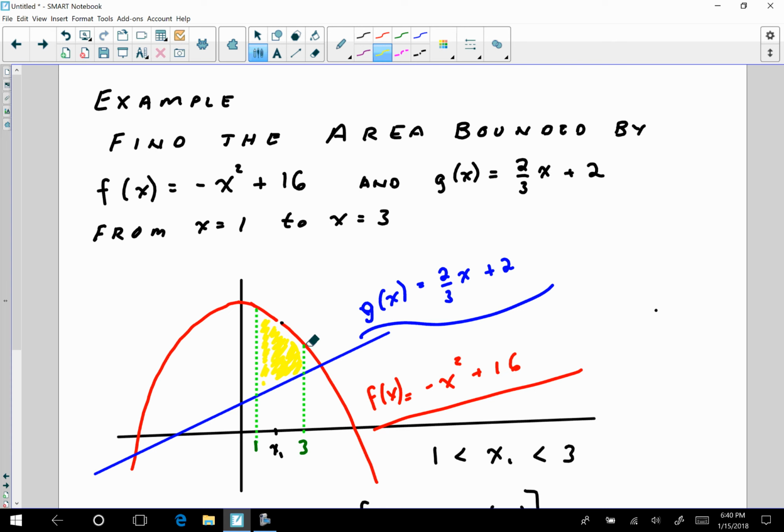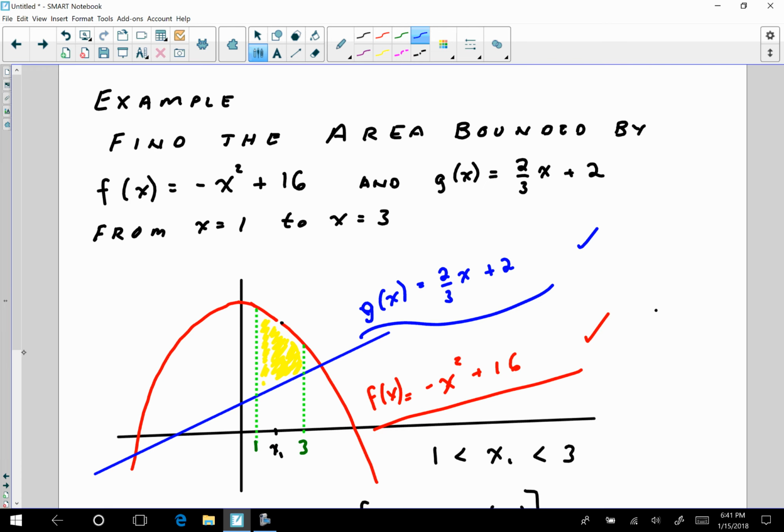We'll use our graphing calculator. Should we be able to graph these without a graphing calculator? By all means, but just for giggles, let's use our graphing calculator. And we have the graph of negative x squared plus 16, and I have the graph of the line 2/3 x plus 2. I want the area bounded by these two graphs from x equals 1 to x equals 3.